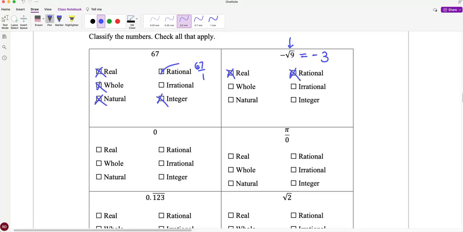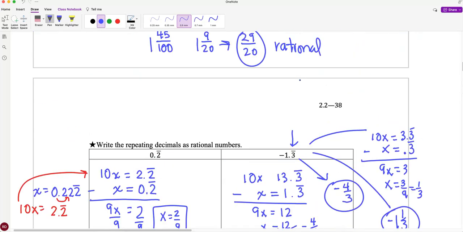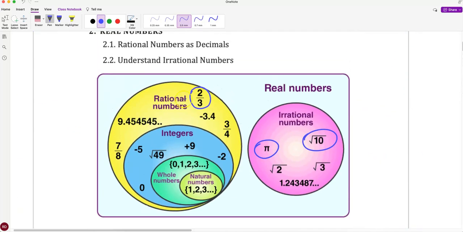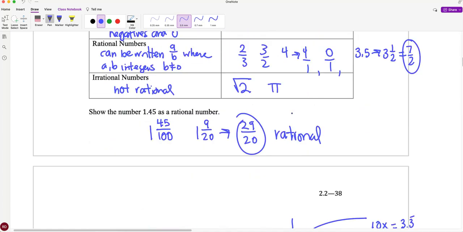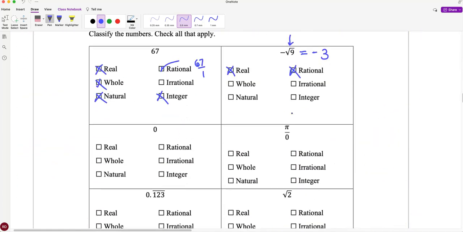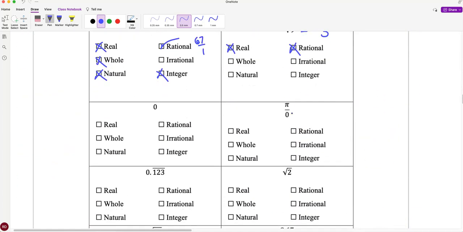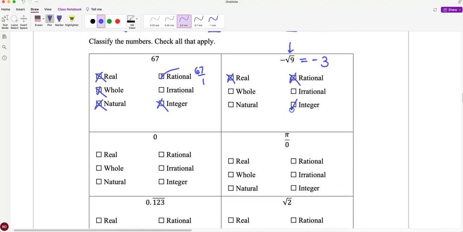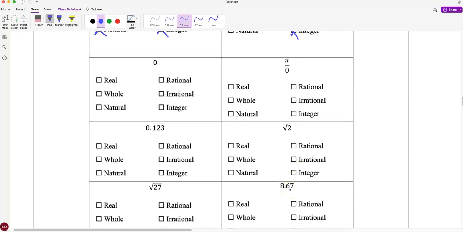Yes. And if you look at our beginning, numbers either fall in one camp, rational or irrational. They don't fall in both of those. So once I've determined it's rational, it can't be irrational. Is it an integer? Is negative 3 an integer? Yes, that is. 0. Is that a real number? Yes, that is a real number.